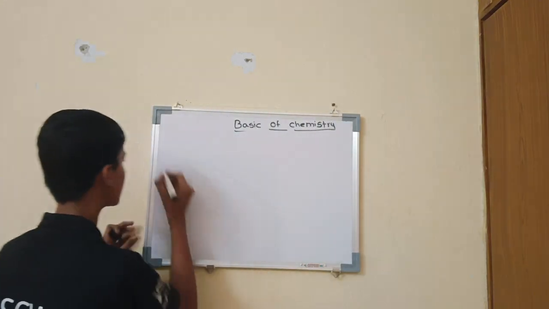Today we are going to discuss the basics of chemistry. This lesson we are dividing into chapters. This is chapter 1. In chapter 1 we are going to learn about matter, element, atom, molecule, compound, mixture, atomicity and symbol. Let's start our class.